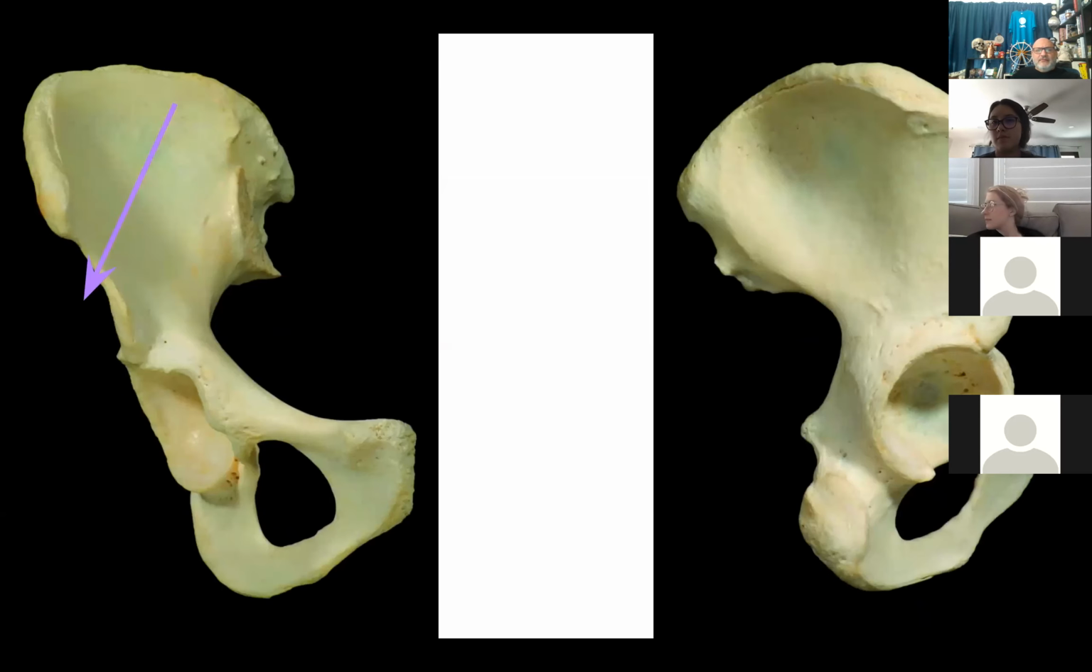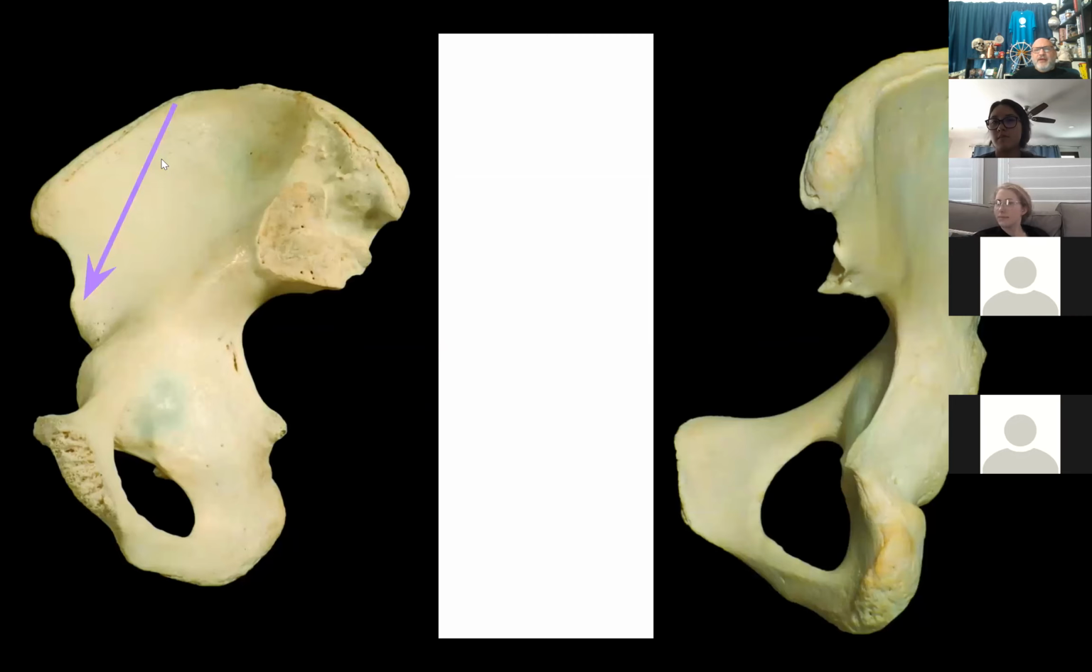So again, here's another great example. I could take this and I could grab my arrow and put it here. And I could ask you to identify that bone and bone feature. And what would your answer be? The iliac tuberosity. No, you get partial credit for that.